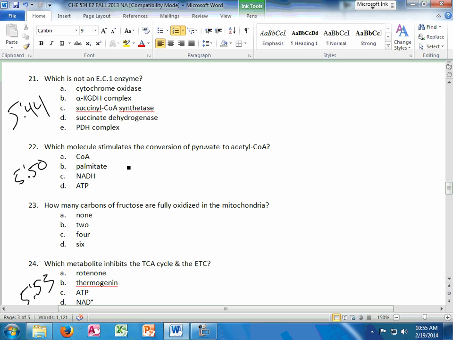Which is not a redox enzyme or enzyme class 1? It's going to be your synthetase. From the electron transport chain, complexes 1, 2, 3, and 4 are all going to have redox activity. So anytime you see something like that, we'll see that later when we get to that part of the test. So again, anything dehydrogenase, you can cross those out, those are always going to be redox enzymes.